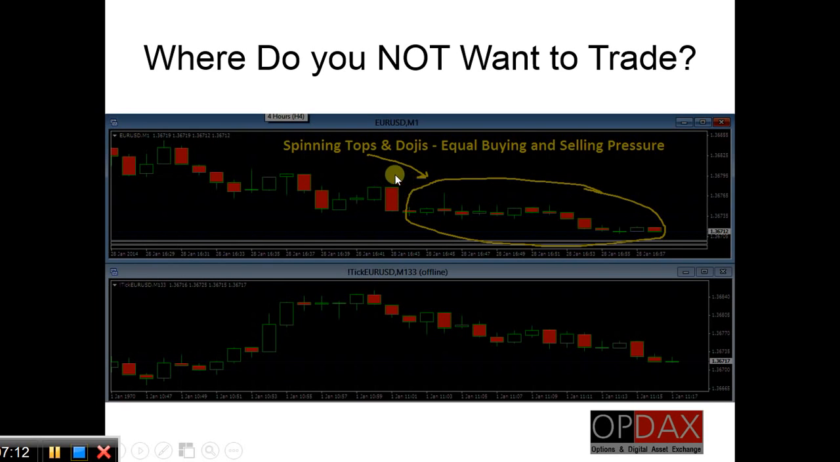Again, if you don't know what spinning tops and dojis are, you've got to go over this type of material. You've got to understand candlestick charting, just the basics of it. Go to opdax.com, scroll down to the bottom of the page. There's a whole section on candlestick charting. And even if you don't go to Opdax, go type in Google candlestick chart trading. You'll get a ton of information about it.